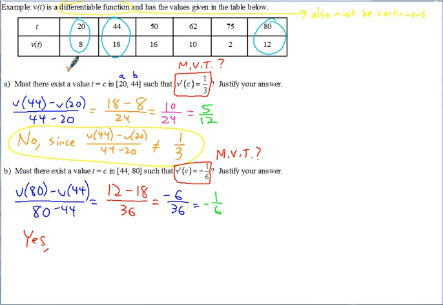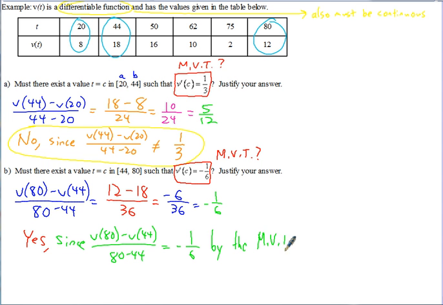And your justification would be kind of similar to this one, except it would be since v of 80 minus v of 44 over 80 minus 44 equals negative 1/6. And your justification would just have to add, since you used it here, by the mean value theorem, which you can abbreviate as MVT.